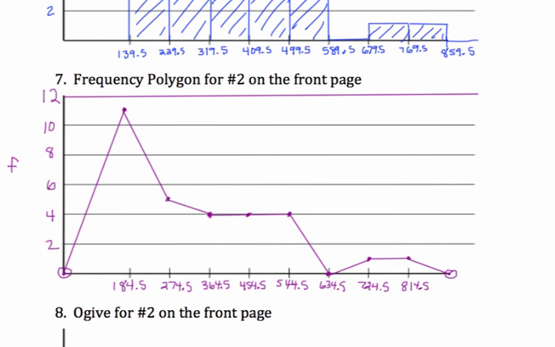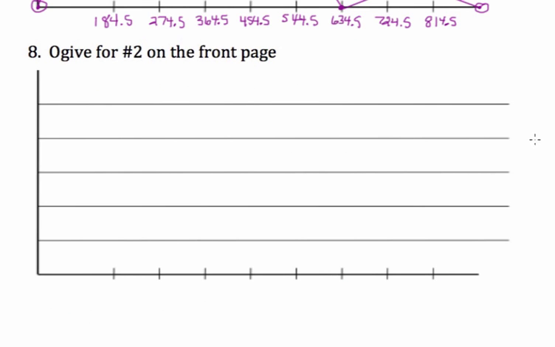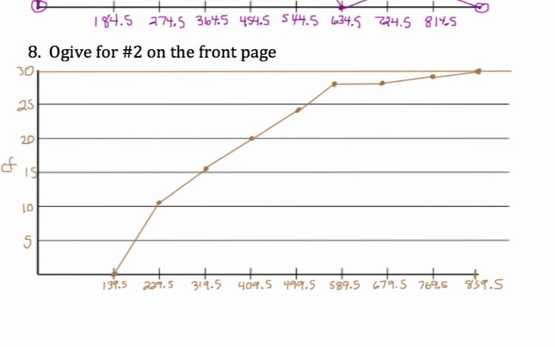Frequency polygon. Now for the ogive for number 2. Here's your ogive. Things to remember. Class boundaries on the x-axis. Cumulative frequency on the y-axis, so you have to change your y-axis from the other two graphs. You start at 0 at the lower boundary of the first class.